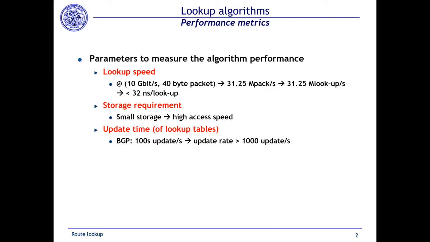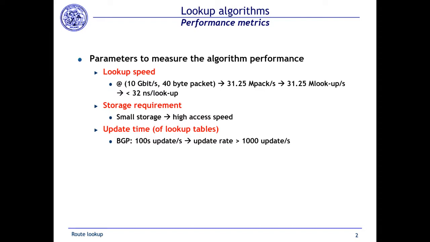And each time the lookup table changes, you also have to change the data structure that the algorithm is using to represent this lookup table. So this is very important. And for these three parameters, lookup speed, storage requirement, and update time, we will also give upper bounds for each of the algorithms.